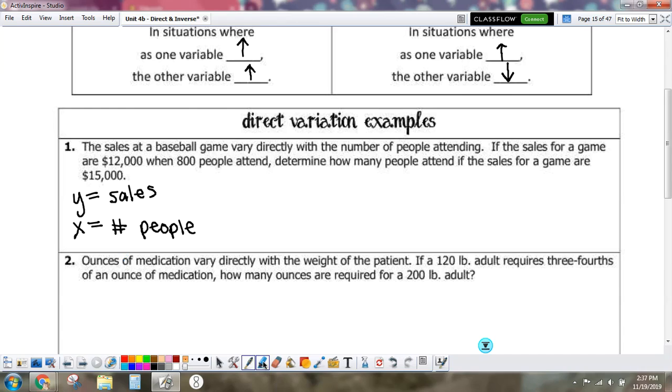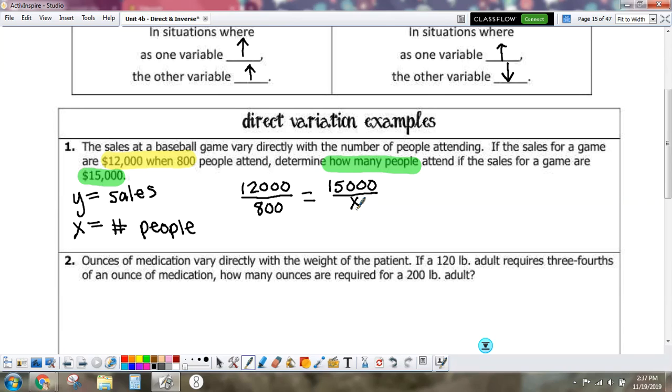Our first set of data is this information here. So I'm going to use that as my first ordered pair. This is my second set of data. So my first proportion is going to be my sales over my people. So 12,000 over 800 equals my other sales, 15,000 over I don't know how many people, so that's x.